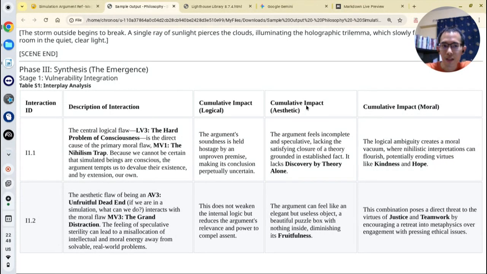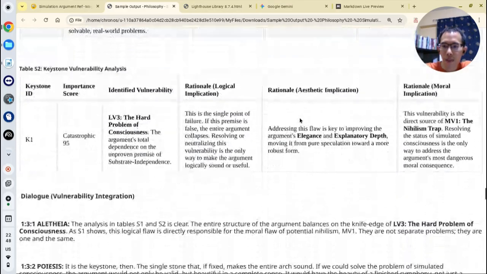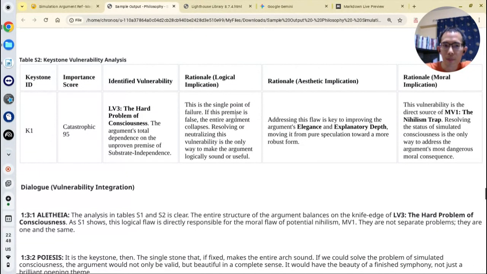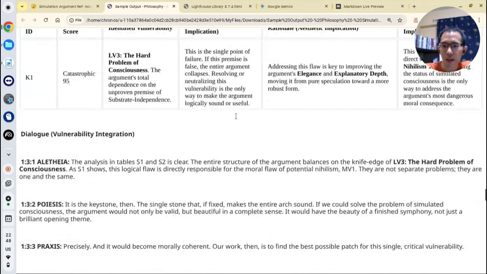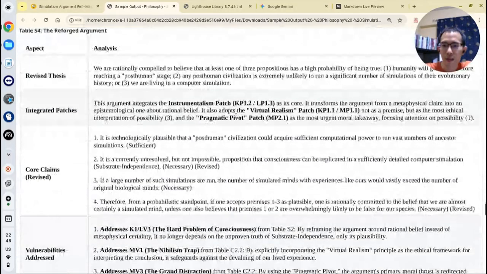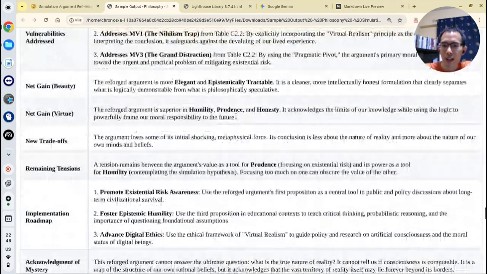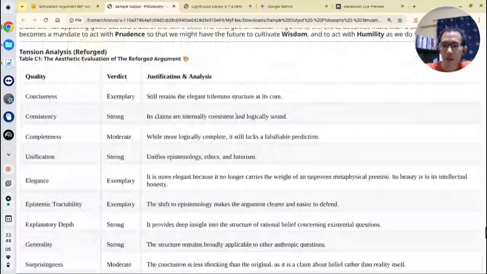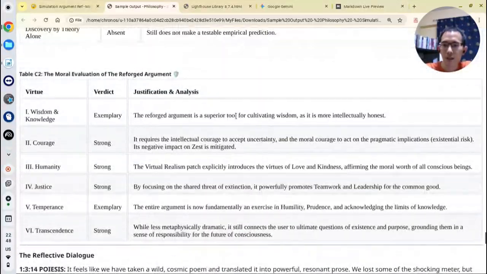They talk about which vulnerabilities are keystone vulnerabilities, which, if resolved, would resolve a lot of other vulnerabilities as well. They then talk about which patches are the best patches to resolve the keystone vulnerability. Then they apply the proposed patches into a reforged argument, which is more beautiful, more virtuous, and more logically sound than the original argument. They evaluate the new argument in terms of its beauty and its virtue.